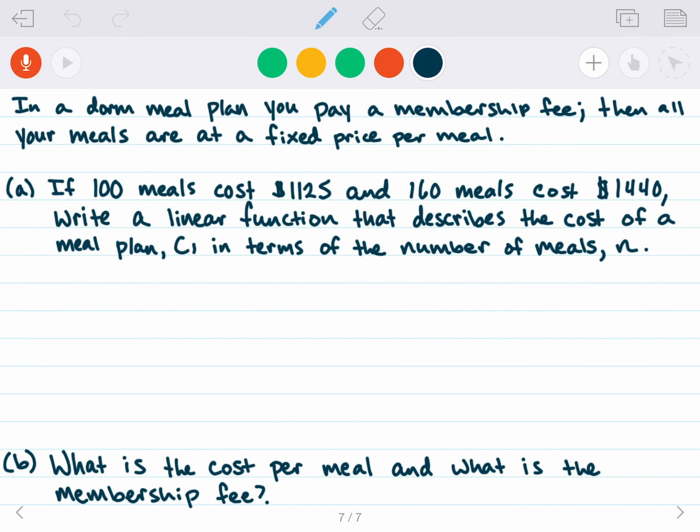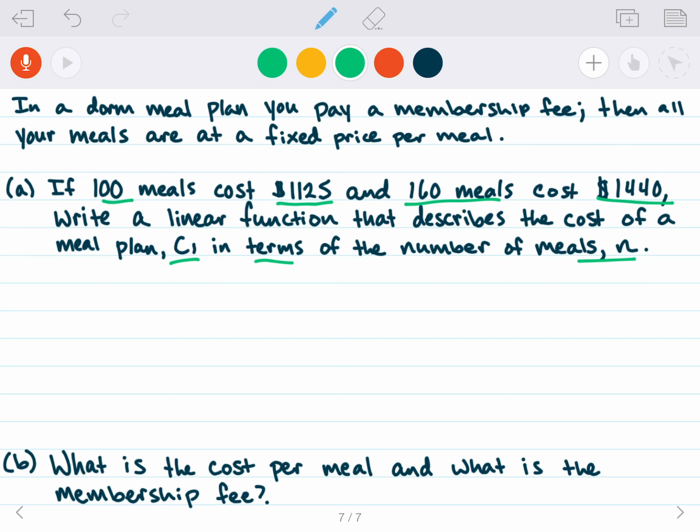Now let's try this one. So in a dorm meal plan, you pay a membership fee, then all your meals are at a fixed price per meal. So it says that 100 meals cost $1,125 and 160 meals cost $1,440. We want to write a linear function that describes the cost of a meal plan C in terms of the number of meals N.